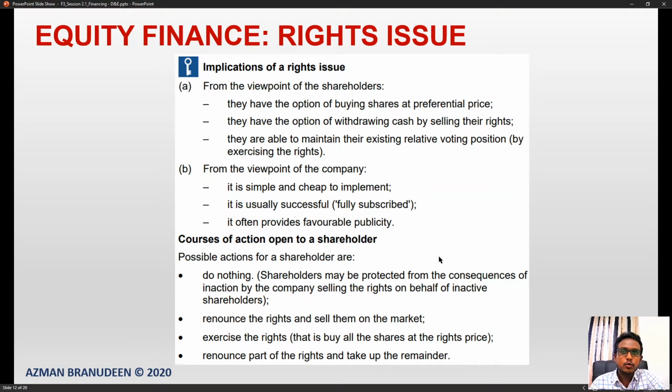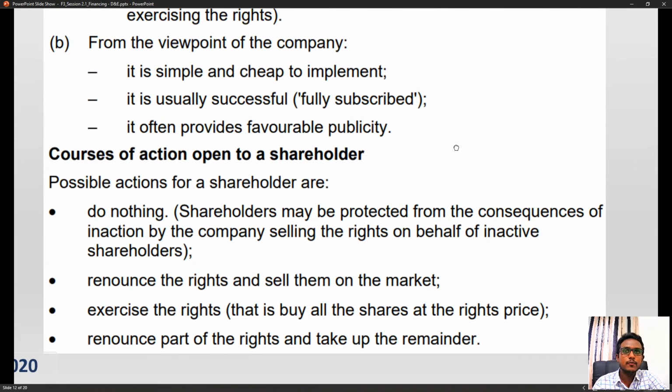So what are the courses of action open to a shareholder when a rights issue is offered? You can obviously do nothing. Shareholders may be protected from the consequences of inaction by the company selling the rights on behalf of inactive shareholders, right? So you can just keep calm and wait to see what happens. You can renounce the rights and sell them on the market, right? So you obviously have a capital market position here, and you can sell them on the market.